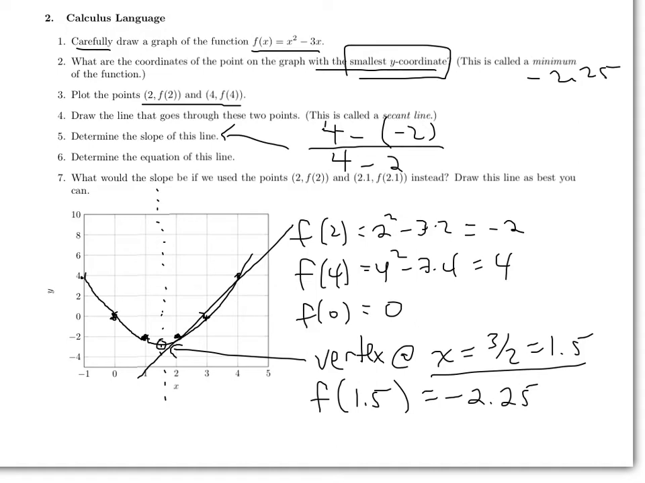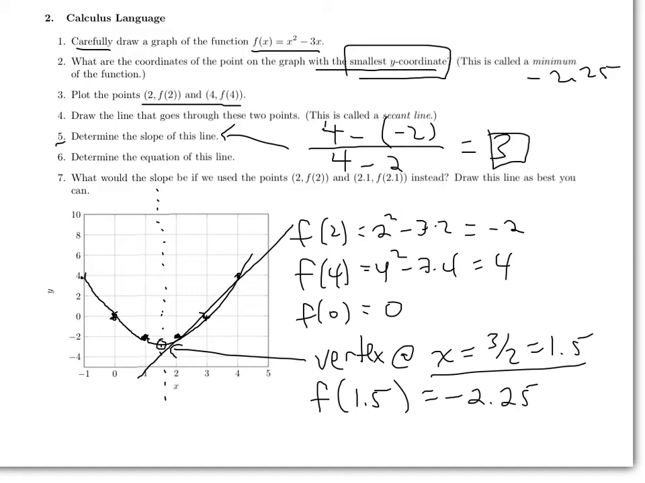Again, same thing. The x coordinate here is 4. The x coordinate here is 2. So the change in x between these 2 points is 4 minus 2. So that's 6 in the numerator, 2 in the denominator, so that's 3. So the slope of the secant line is 3.